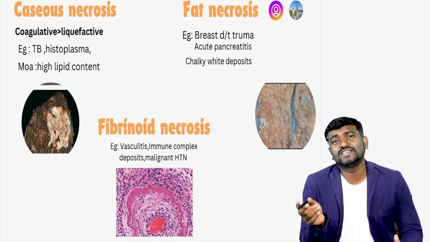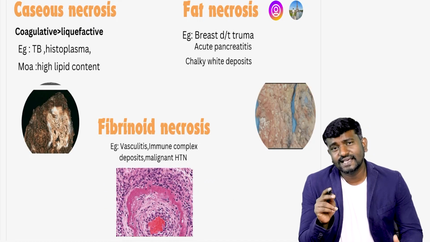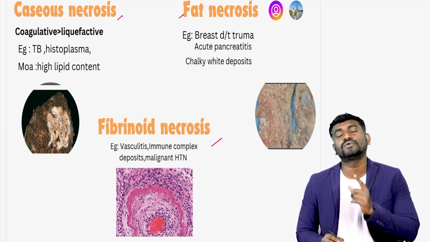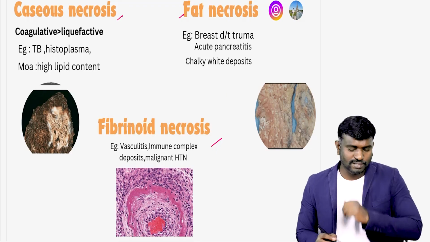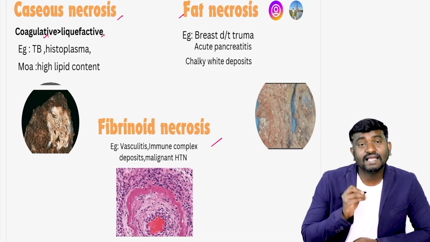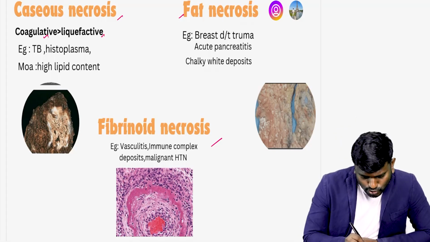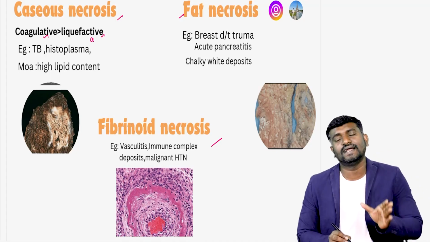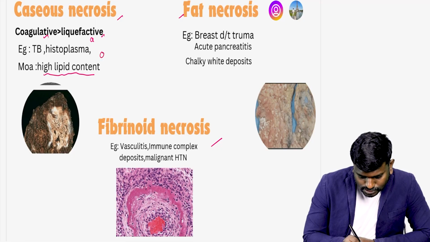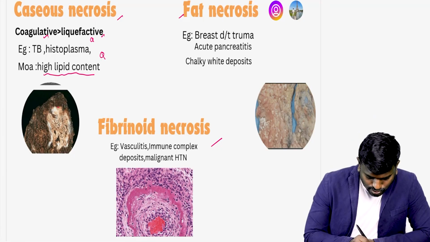Necrosis is lack of blood supply to the tissues leading to death. We have caseous necrosis, fat necrosis and also fibrinoid necrosis. Caseous necrosis, remember it is coagulative which is greater than liquefactive. Examples are going to be TB and histoplasma. Please remember TB and histoplasma. Mechanism of action will be high lipid content. It's also a question. Now this is how the image is going to look for caseous necrosis.